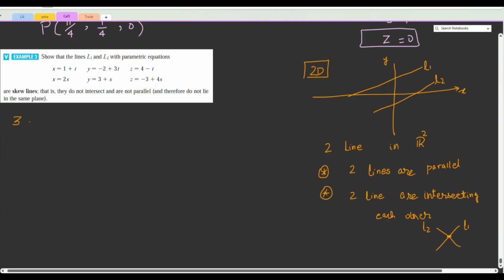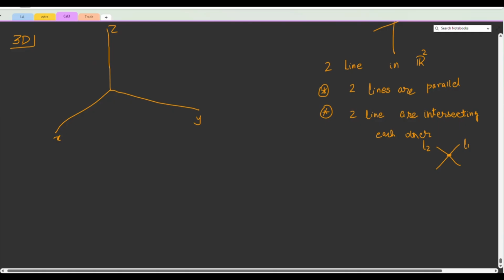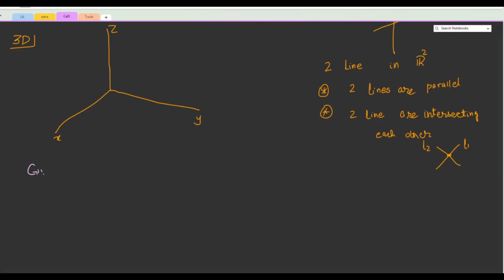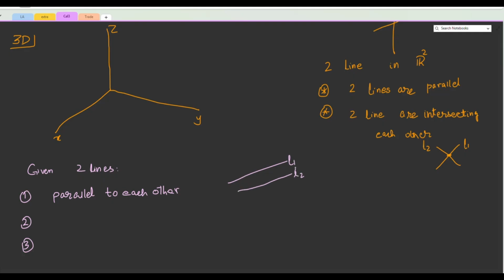But if we are in a 3D space, remember, we are working in a 3D space, and in the 3D space we have three dimensions. Like here we have x, y, and z. And now suppose that we are again given two lines, but now here we are going to have three possibilities. The first possibility is that the two lines are parallel to each other. Let's say this is the line L1, this is the line L2. They are parallel to each other.